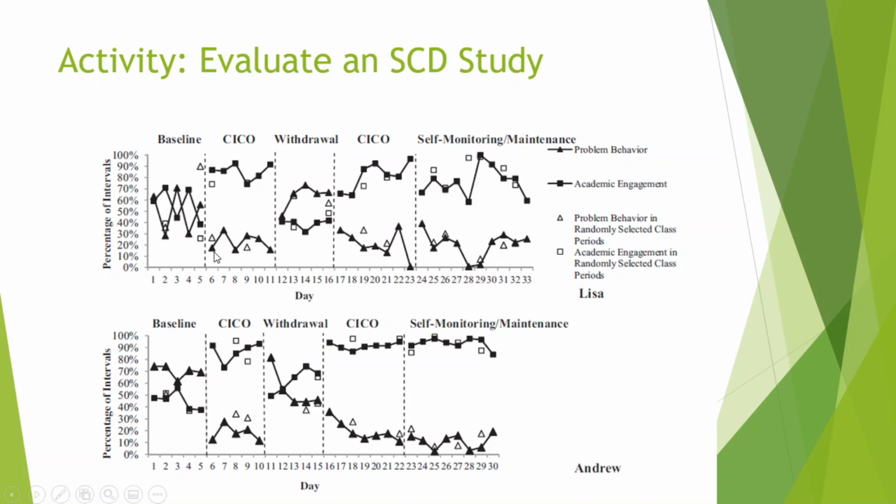Generally, we can see that with problem behavior, there seems to be some changes in terms of level, trend, and variability for both students. And the same thing with academic engagement, which is represented by the squares. We'll go over this in more detail in one moment.